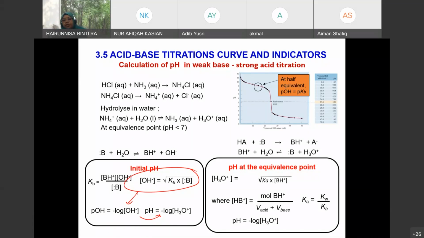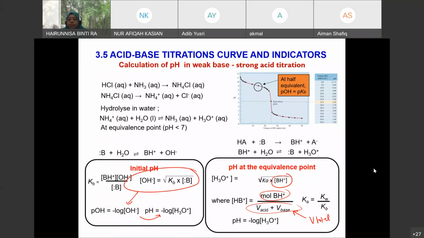And then for equivalence point, dia sama macam you cari untuk salt. Cumanya kat sini because you prepare daripada awal, from reaction between acid and base. So to get the concentration of salt, it's actually mole of salt divided by volume of acid and base. So kat sini je lah ada a bit different dia. You kena dapatkan the V total. After that you akan calculate macam biasa lah.